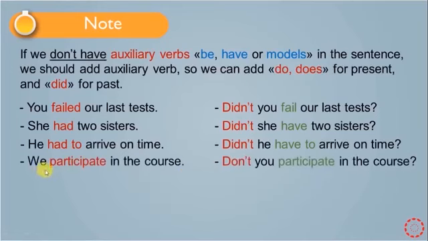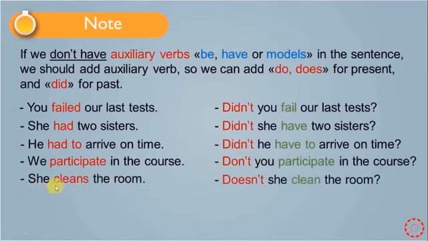Another example, we participate in the course. Here also we don't have auxiliary verb. We have participate, which is main verb, and also the sentence is the present tense. That's why we say don't, because we have you as a subject. We say, don't you participate in the course?